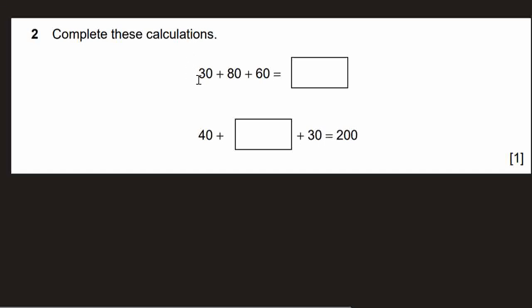Complete this calculation. 30 plus 80 plus 60 equals 2, 40 plus something plus 30 equals 200. You're given 1 minute.